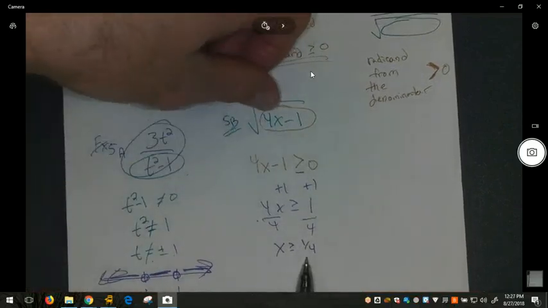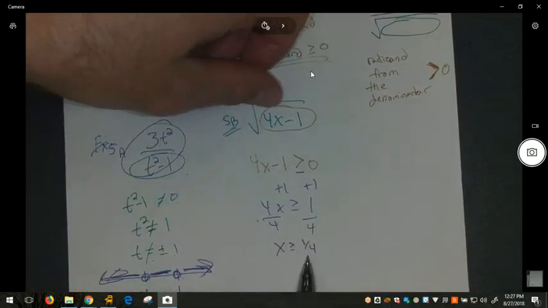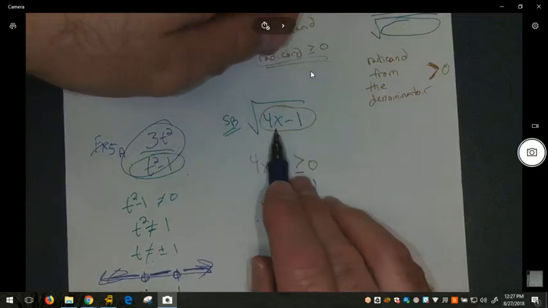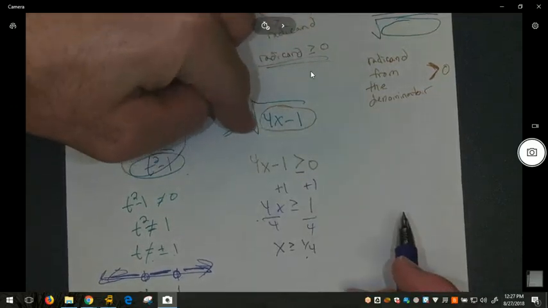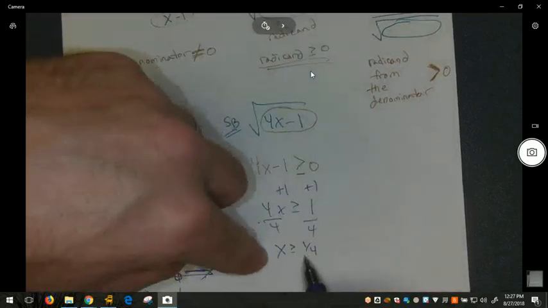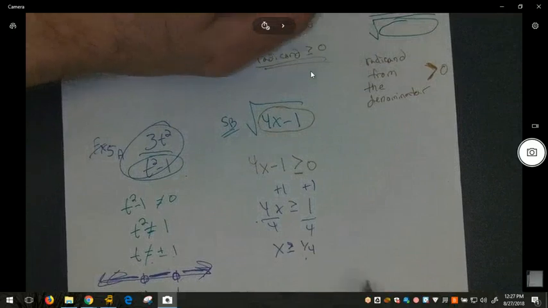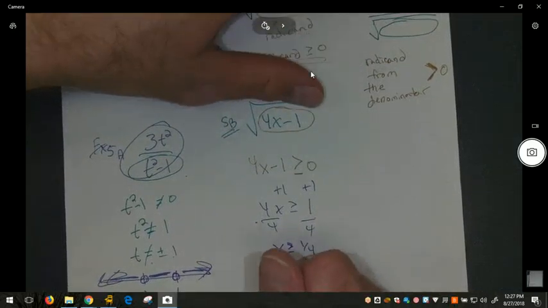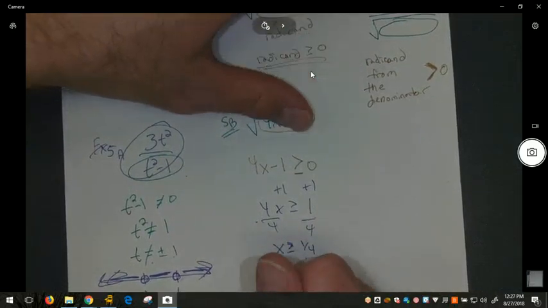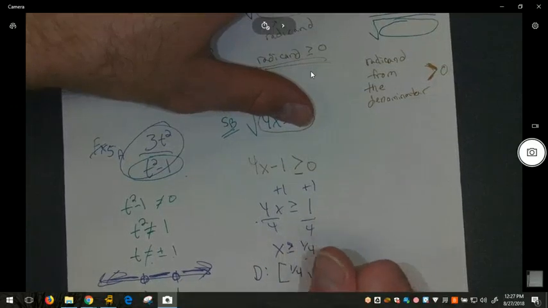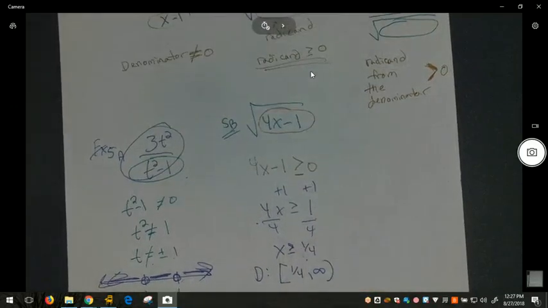As long as it's greater than or equal to 1/4, then the smallest this number could be would be 1 minus 1, which is 0, and the square root of 0 is 0. So we would have a real number output for this real number input. So for our domain, x is greater than or equal to 1/4. You can do that on a number line if you want. I'm just going to put the domain for this, including x equals 1/4, and then continuing on infinitely in a positive direction.